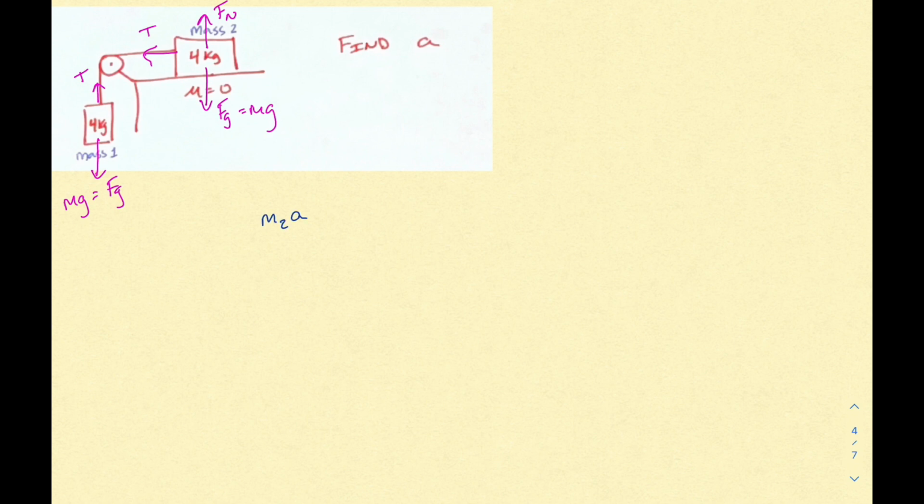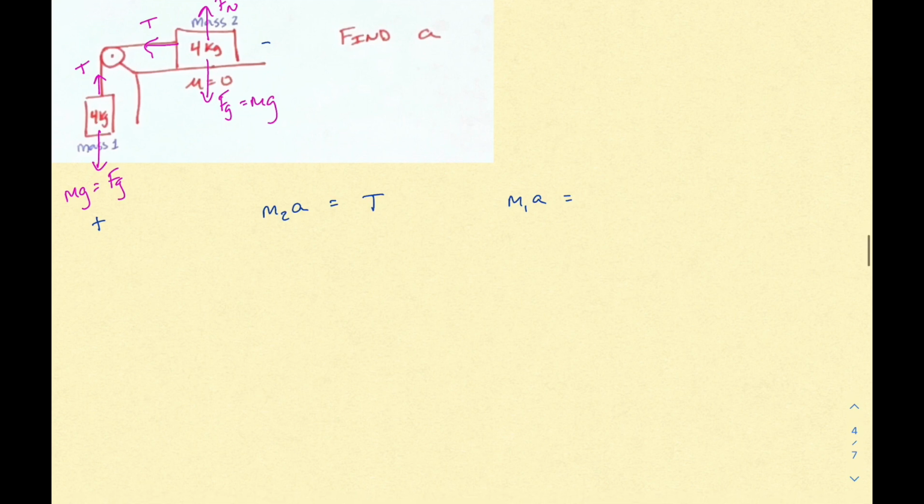So the sum of the forces on the first one is equal to just the tension. I'm calling this the positive direction and this the negative direction. Then I'll write next to it, in this case, M1A, because that's the sum of the forces. Now it has 2 forces acting in this situation. It has that positive M1g, and then it has a negative tension.